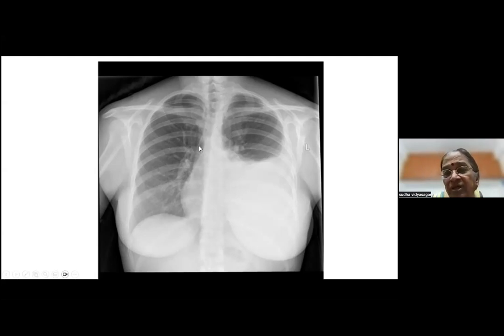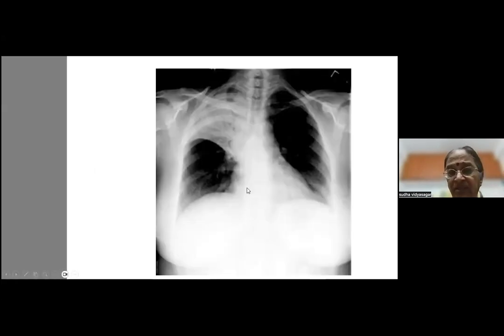There is a mild shift of the trachea. We would vote for an effusion. Whatever is there or not there, there is definitely an effusion. Whether there's a consolidation associated, okay, fine, let's think over it. That's how we would go about this X-ray.